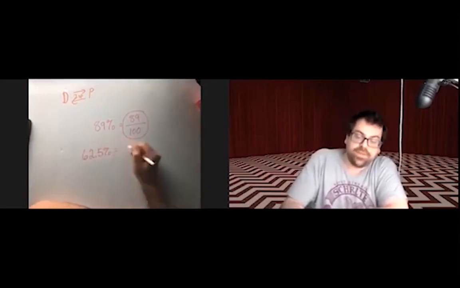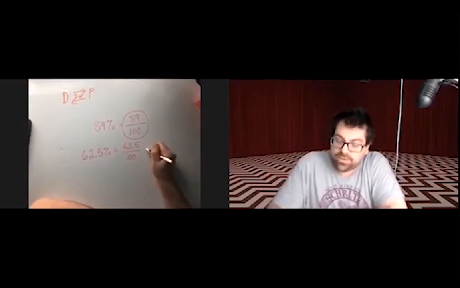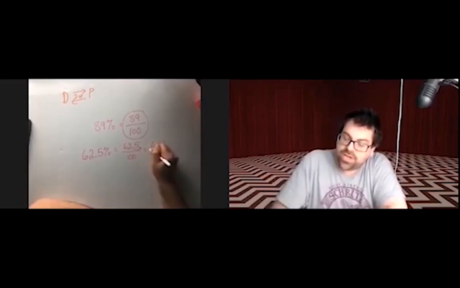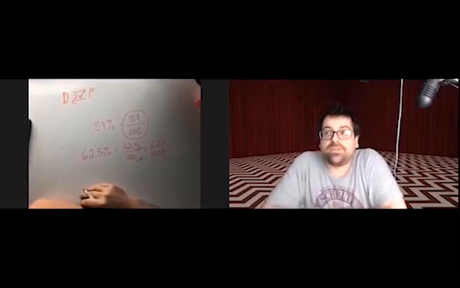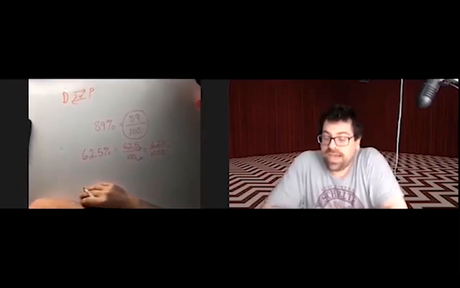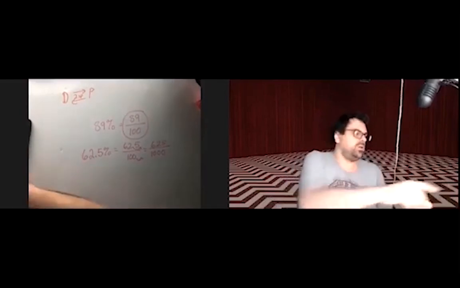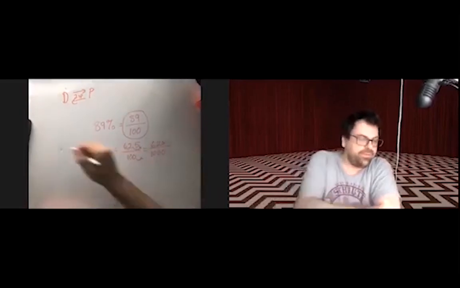62.5%. That would be 62.5 over 100, and we need to get rid of that decimal. Move it to the right till we have a whole number. That's 1 space, 625 on top. But we have to go 1 space on the bottom as well. So it's 625 over 1,000. Here we are going to need to divide both of these by 5.